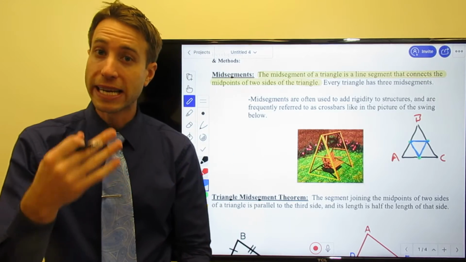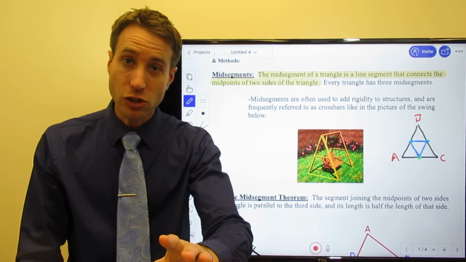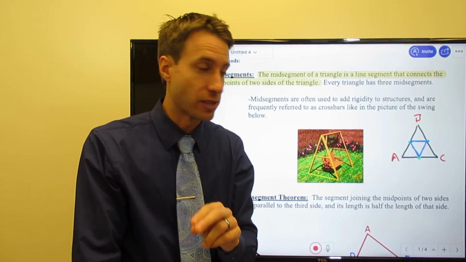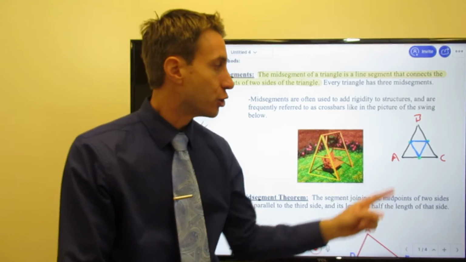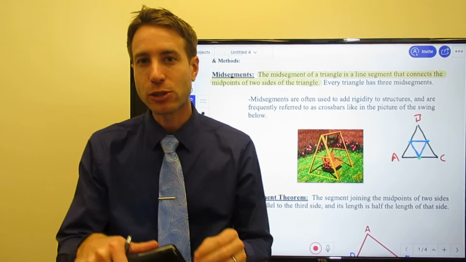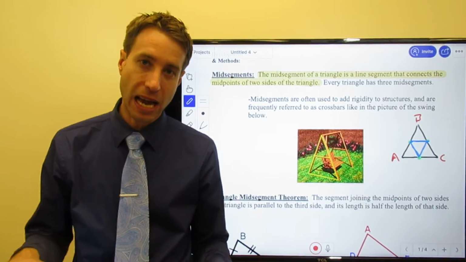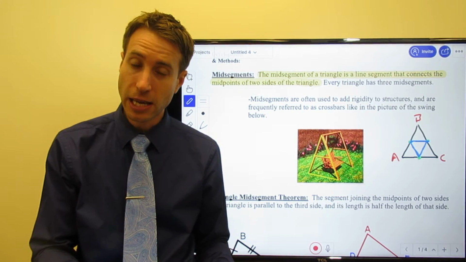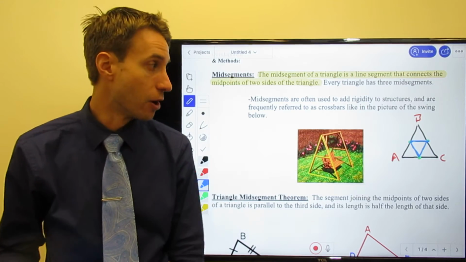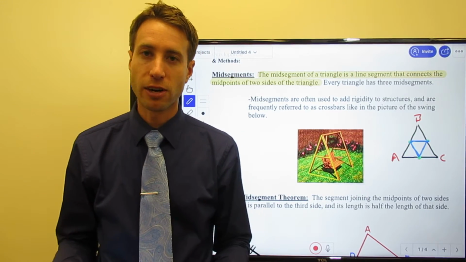So three mid-segments. But please notice, at most I have a point where two of them intersect, but at no point do I have all three mid-segments intersecting. That's why a mid-segment does not count as a point of concurrency. I don't have all three mid-segments intersecting. In fact, you never will. So it's not a point of concurrency.